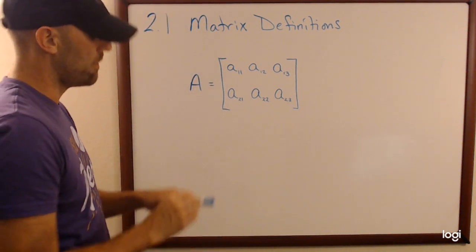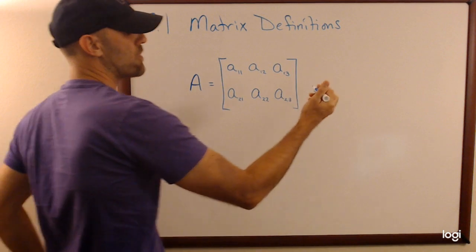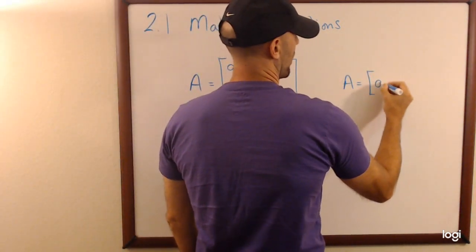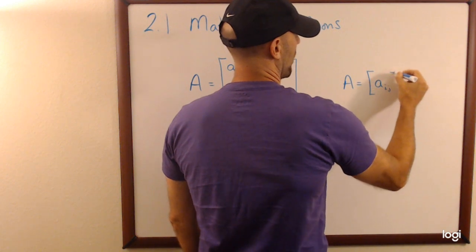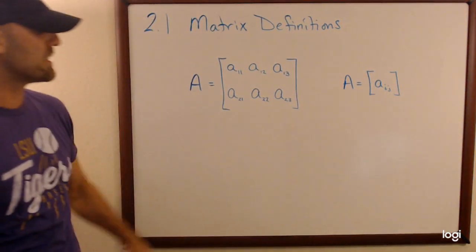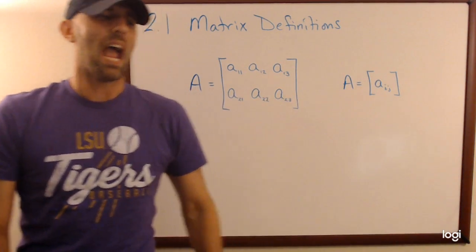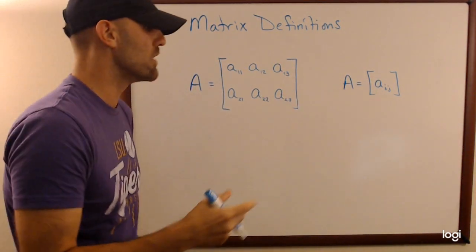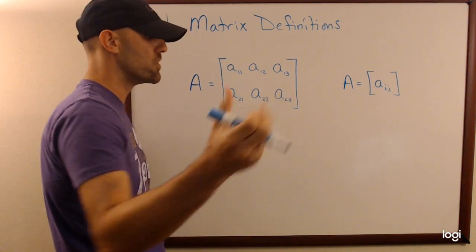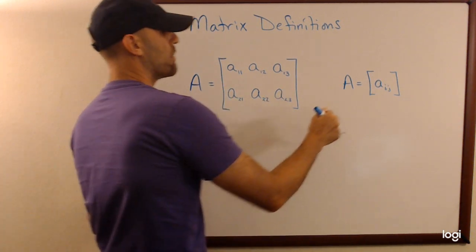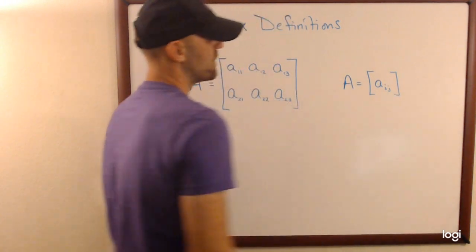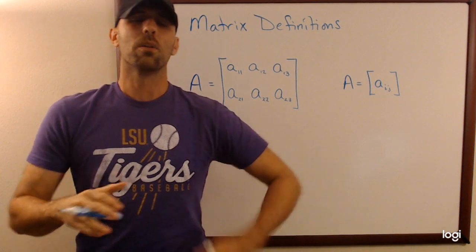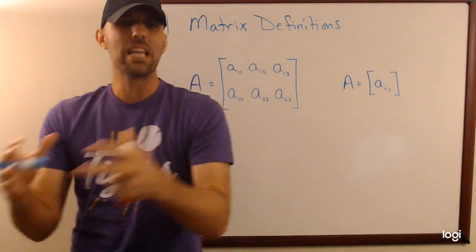You may see an arbitrary matrix labeled in the following form. This just means that I have A, and I'm referring to it as a collection of A sub ij. The A sub ij are the elements where i is the row location and j is the column location. This is commonly referred to as referring to the matrix in index notation, and a lot of the definitions we're going to get are going to be defined via index notation.